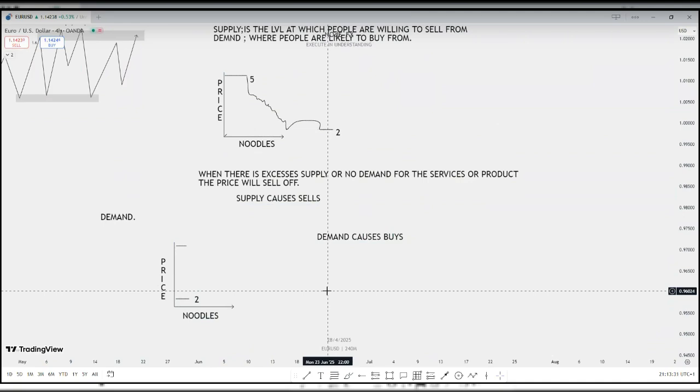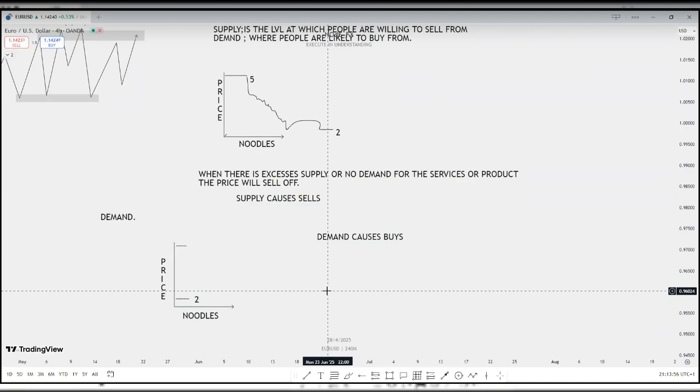Now what happens is that people will start looking at it: oh, if noodles is 2 naira now and before it was 5 naira, they will start looking at it as an investment, which is people now want the thing. Take note of the first thing. The first thing that happens before a demand is the product availability becomes less.